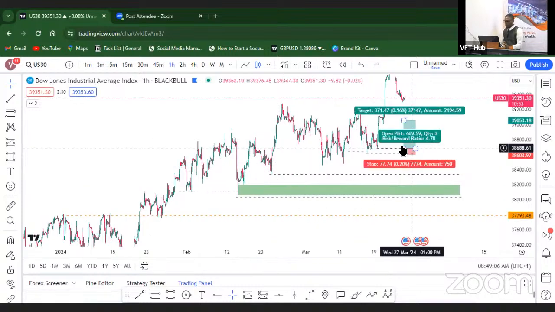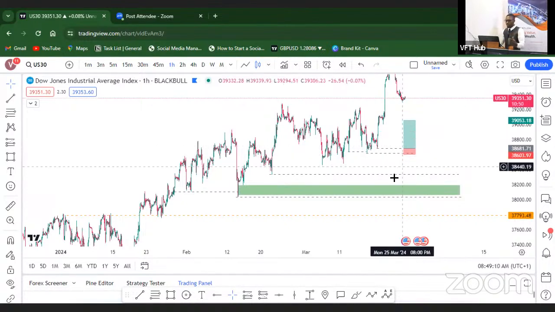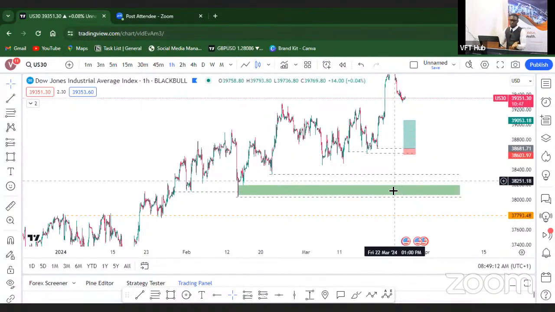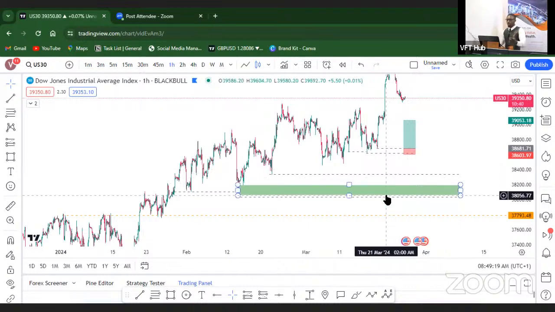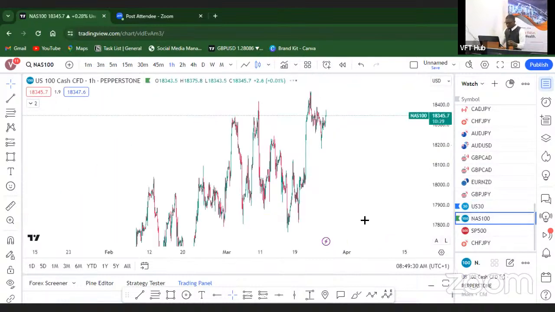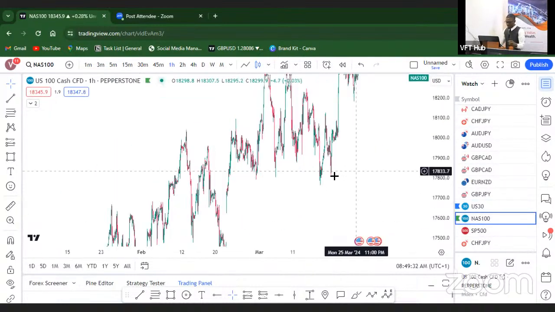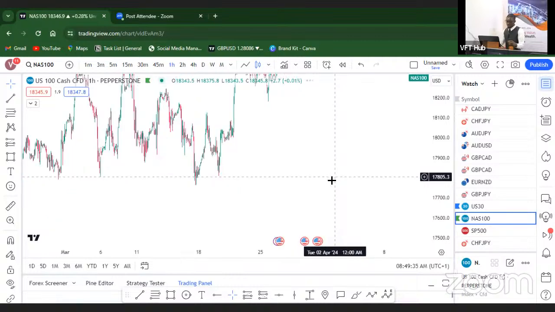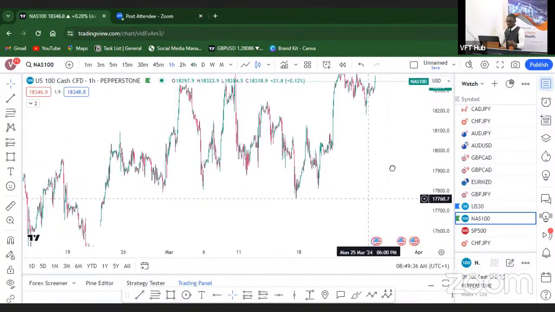If this level eventually fails to hold, probably due to a fundamental release or any other factor, normal price action just playing out, we know that, okay, this is our second point of interest to continue the buy to the upside. So this is what I'm looking for on US30, pretty much the same thing on NAS 100, though not exactly the same position. Almost the same thing on NAS 100 too.